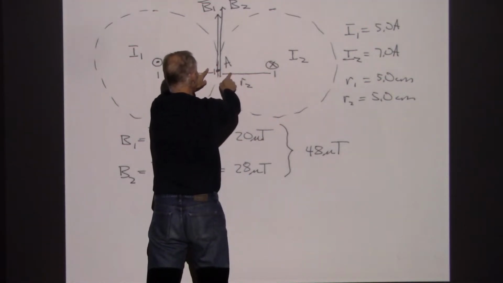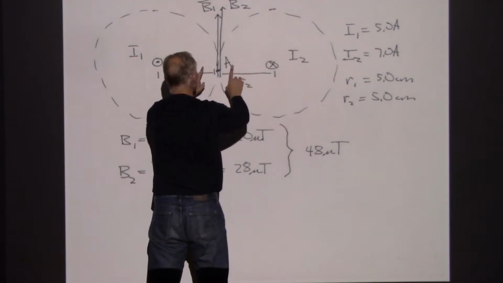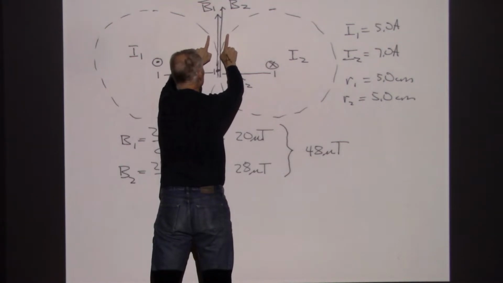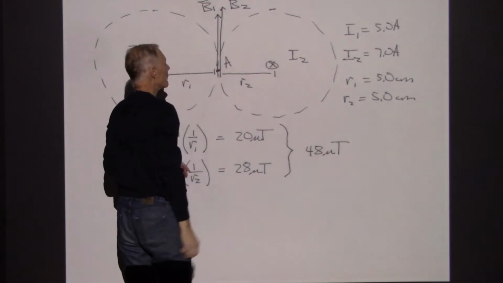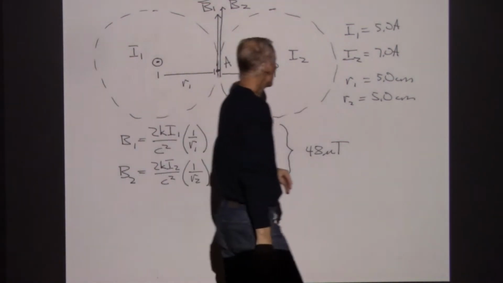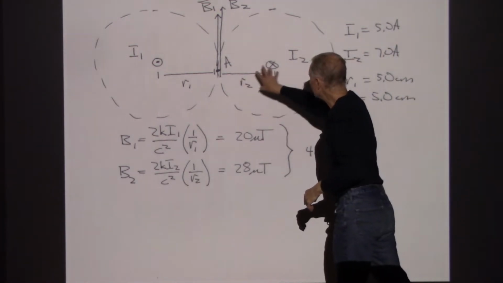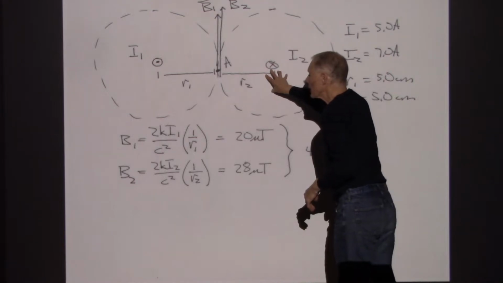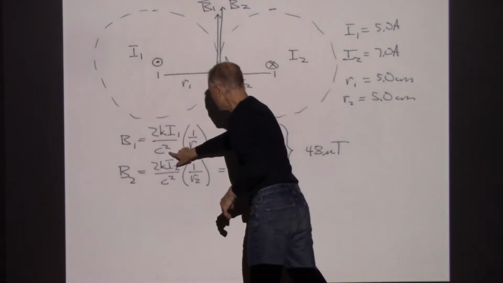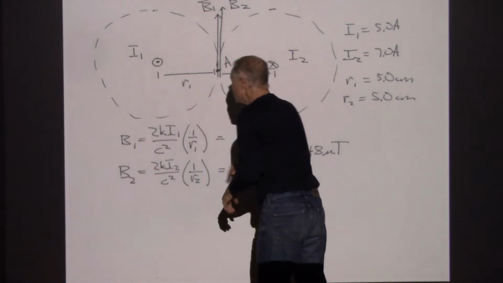Fortunately, this is perpendicular here. They've given me information where I could just add these two together, and we can see from the diagram the direction of the magnetic field. So there's my formula. These are two very long wires, and so I can use 2ki over c squared times 1 over r.